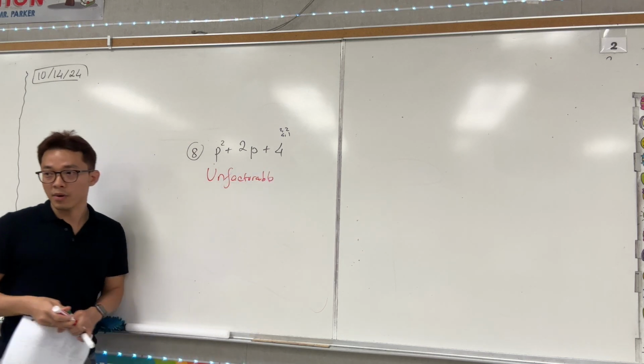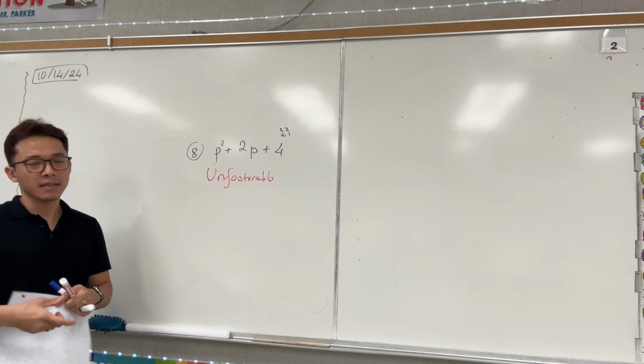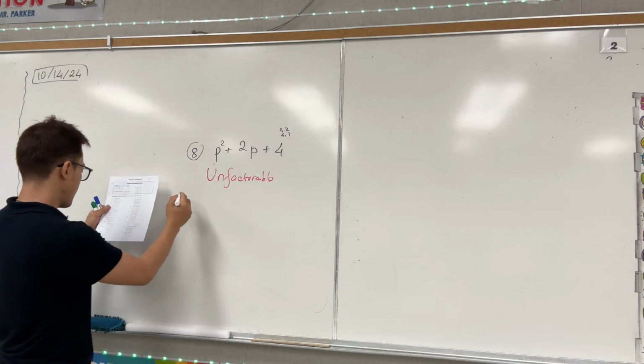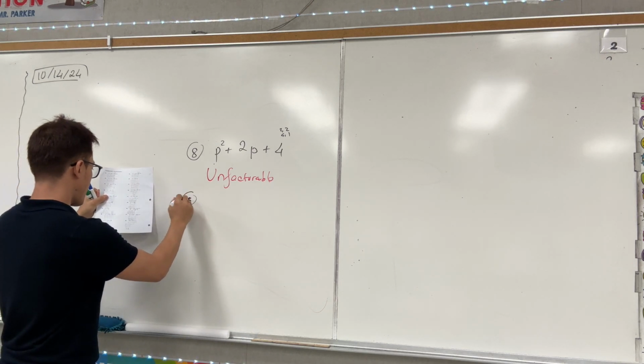Okay, unfactorable. You need to get the middle number back. If you cannot get it back, it's unfactorable. Okay? What's the other number? 45, 47, 45.